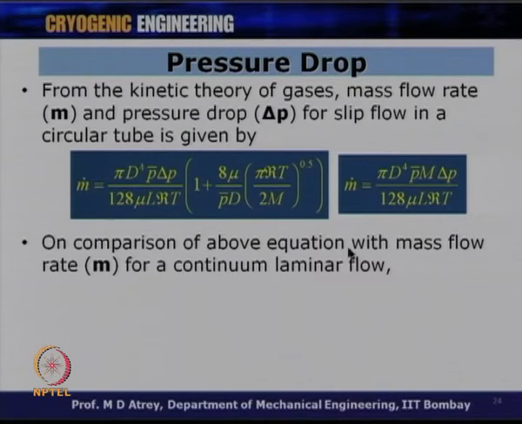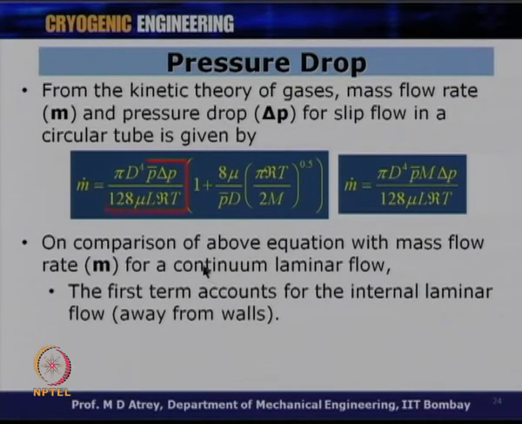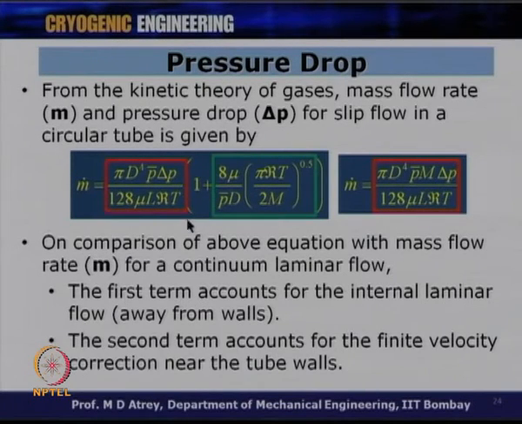On comparison of the above equation with mass flow rate for continuum laminar flow, we know that the first term accounts for the internal laminar flow away from the walls. That means near the center of the tube, this will account for that. But the second term is now accounting for the slip, or the finite velocity the gas molecules will have near the walls. The second term accounts for the finite velocity correction near the tube walls.